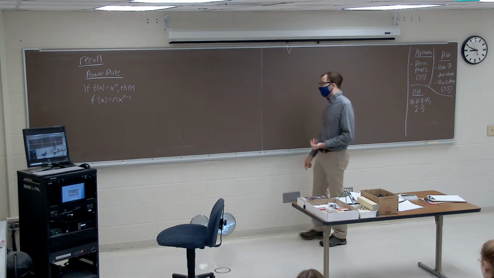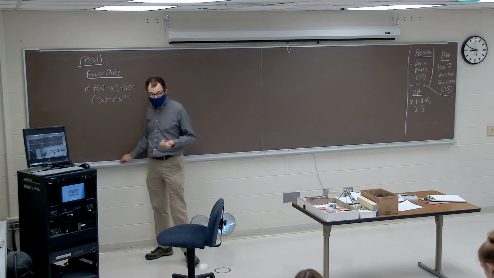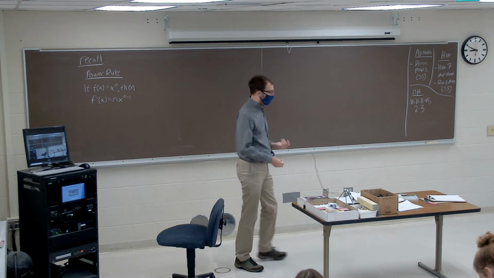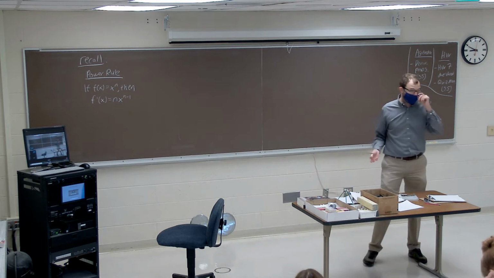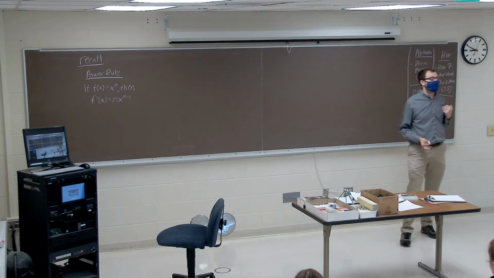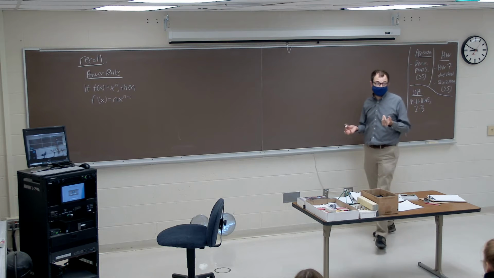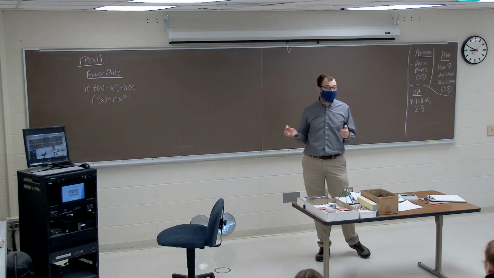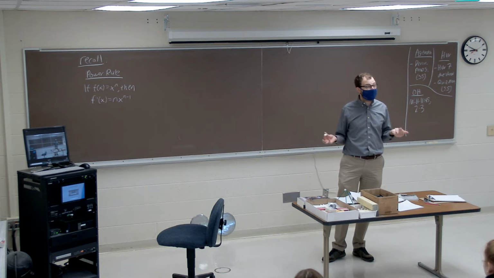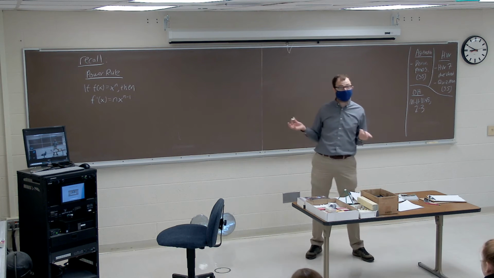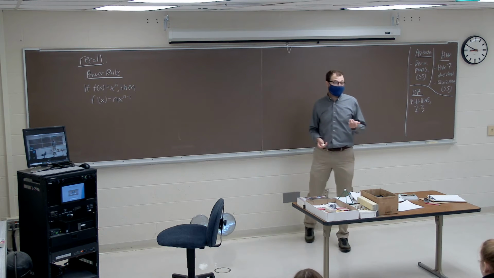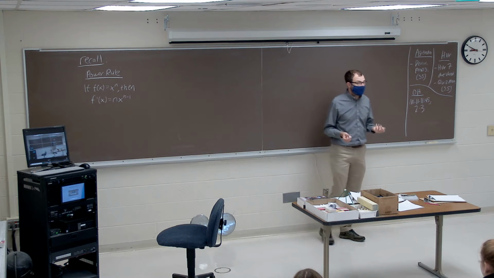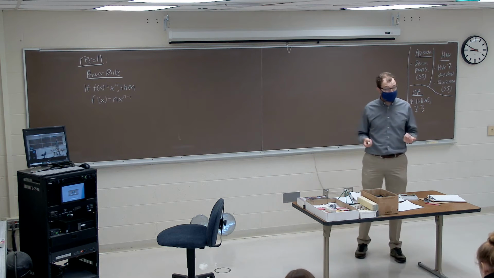Okay, so last class we talked about defining the derivative of a function as being a function itself, where we said given a function f of x, f prime of x is going to be the function that gives us the instantaneous rate of change of the original function at every single point. And we talked about how you can calculate that using the limit definition of the derivative.